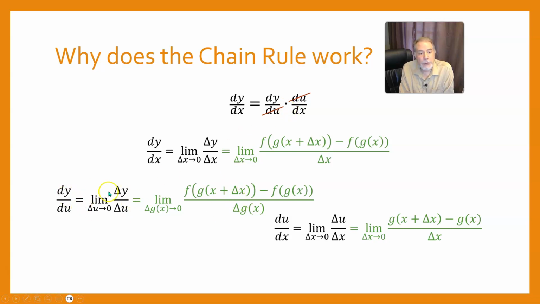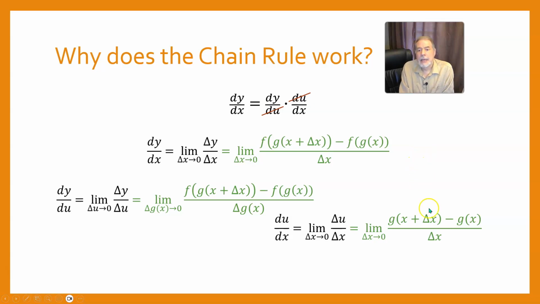In the first limit, you have the change in g of x on the bottom. In the second limit, you have g of x plus delta x minus g of x, which is the change in g of x, on the top. And so multiplying those limits together, it looks like those ought to cancel. One of the things that makes it a little tricky is that they're limits with different things approaching 0. One of them has just delta x approaching 0, and the other one has delta g of x, or delta u, approaching 0, u being something that depends on x.